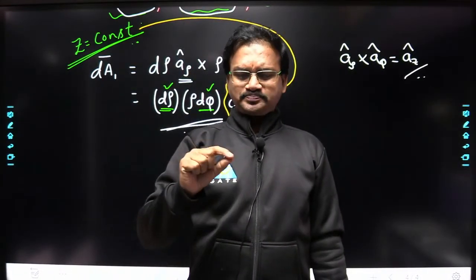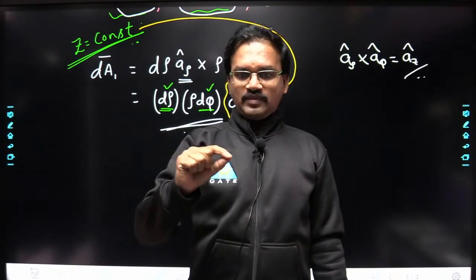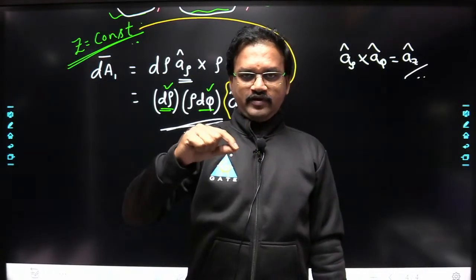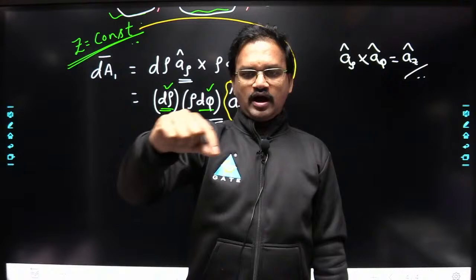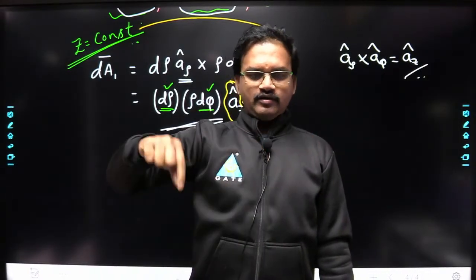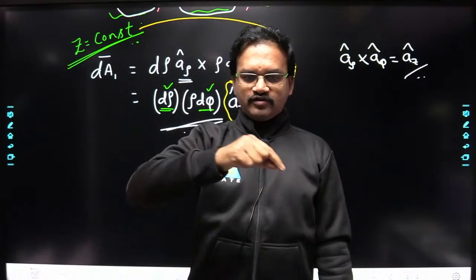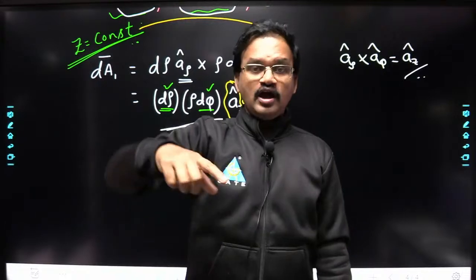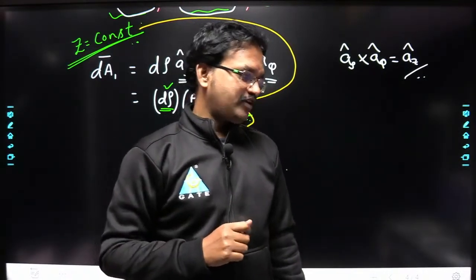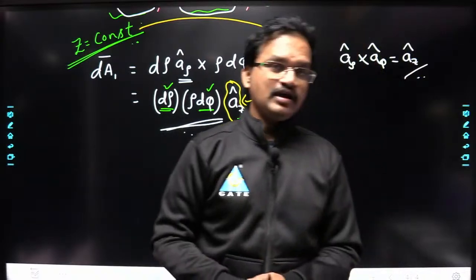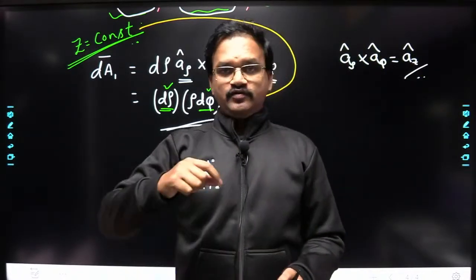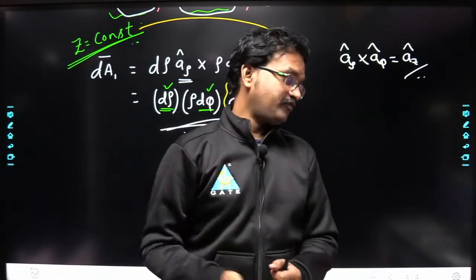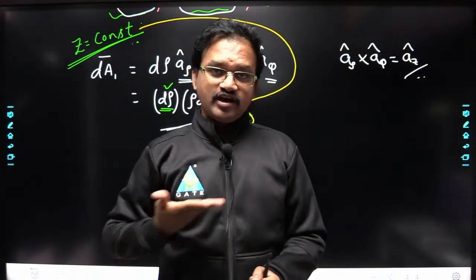Understood? Now vary rho here. Rho is nothing but the normal distance from the Z axis. Yes or no? So this is the Z axis. Now vary rho and phi continuously. What is the surface you are going to get? Tell me. If you vary rho and phi, what is the surface you are going to get? You are going to get the surface area of a circle or not?